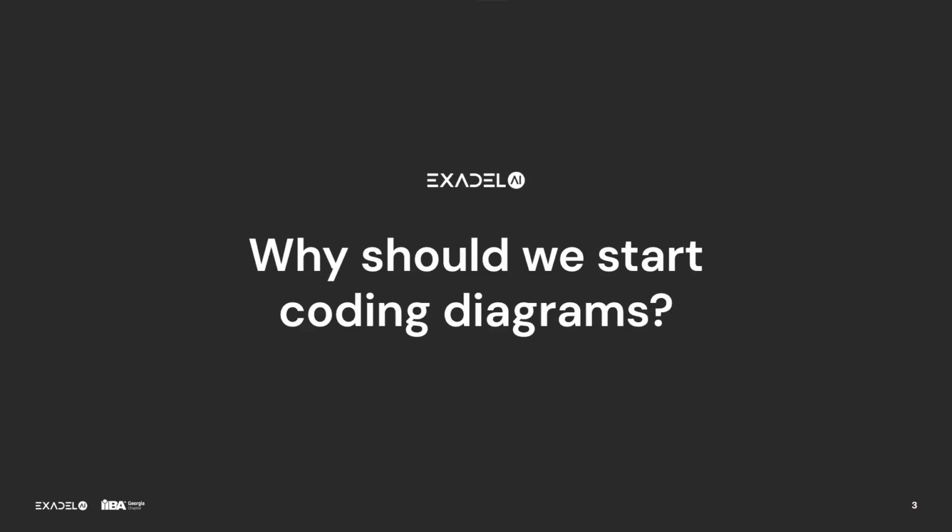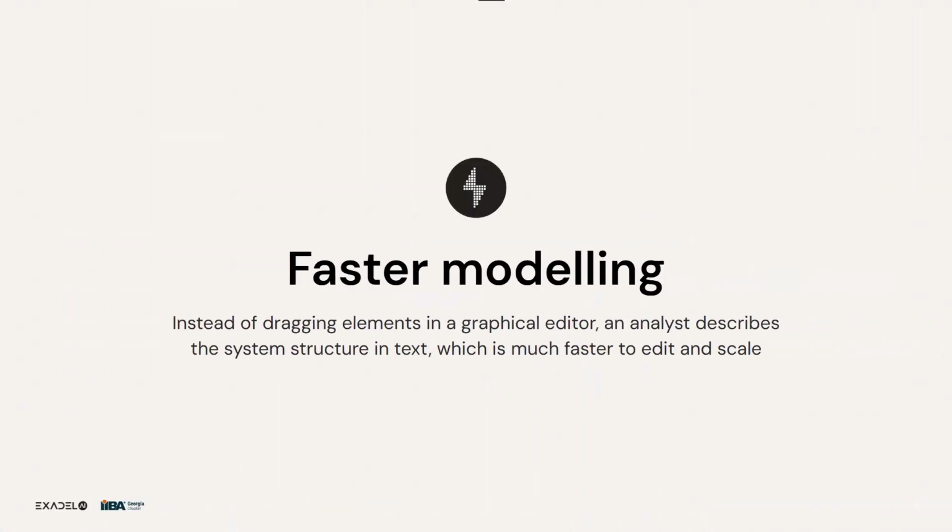And I'd like to start with the obvious question. Why should we move from intuitive, familiar visual editors like Draw.io or Lucidchart to writing diagrams as code? After all, we are not developers, right? The first reason is faster modeling. Diagrams as code speeds up the creation of architectural diagrams, especially in complex integration landscapes where manual drawing becomes time-consuming.